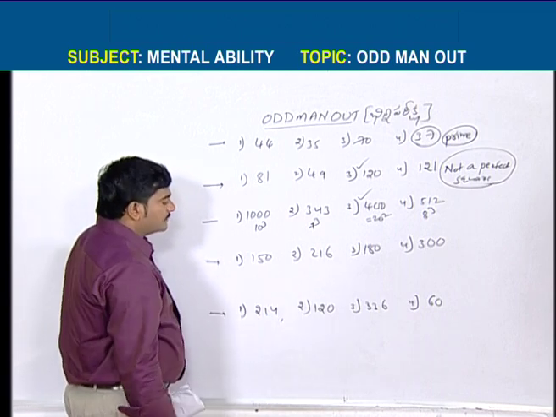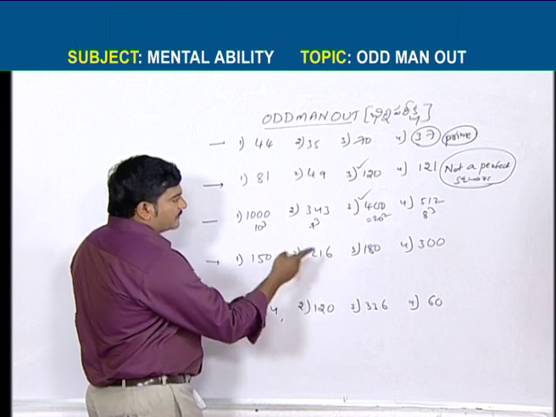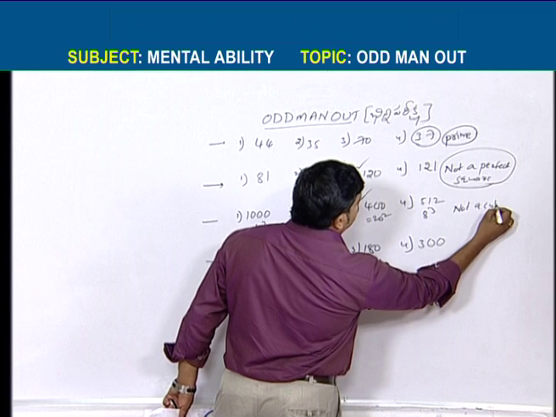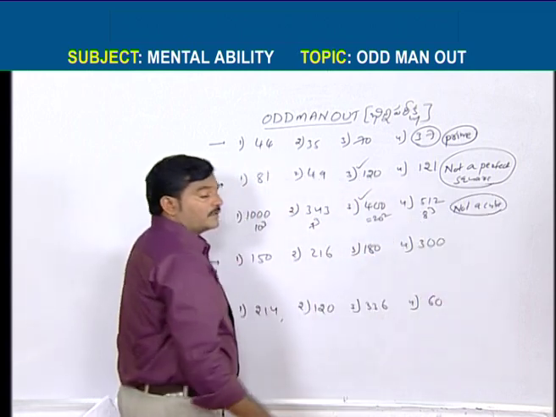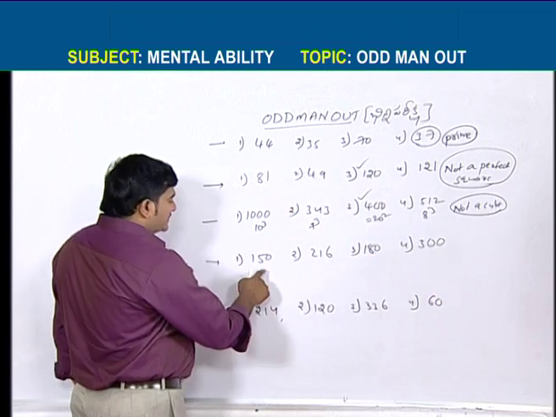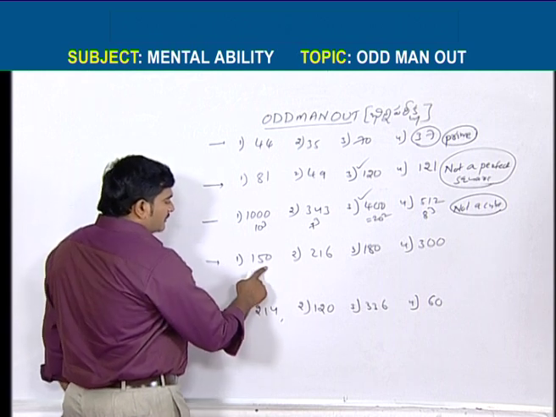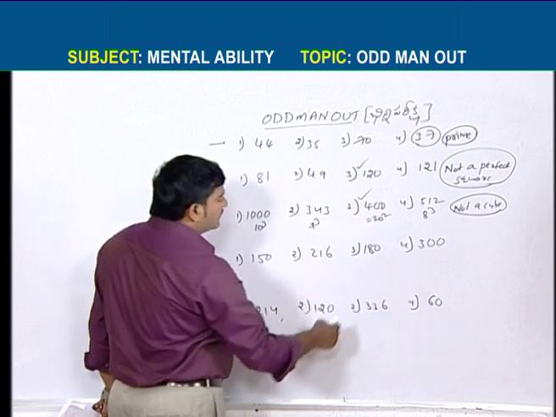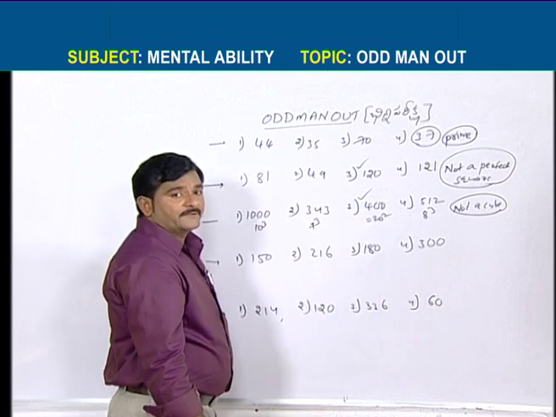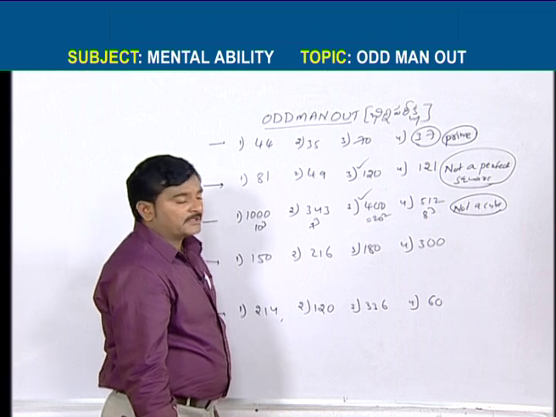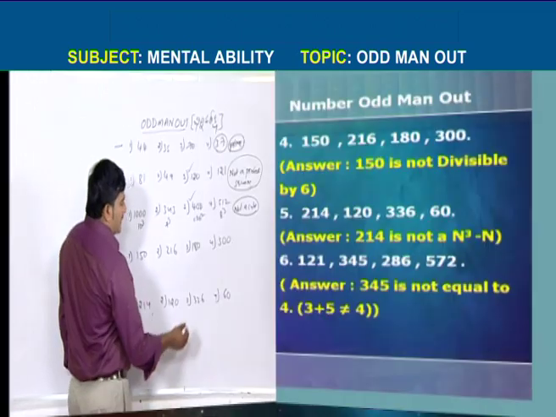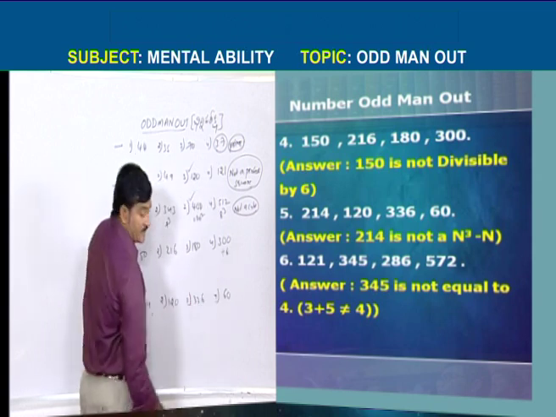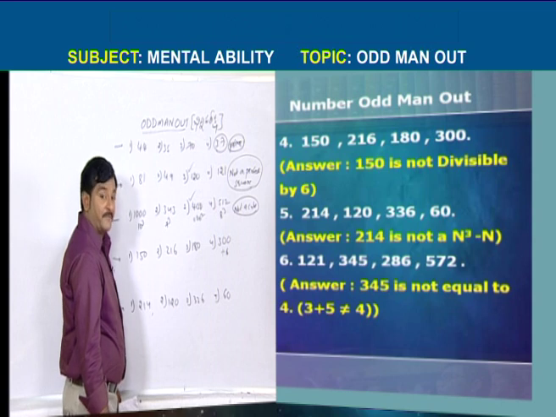Now observe the fourth question, 150. Here, if you want, you can write "not a cube" in general as the logic. See here, the fourth question: 150, 216, 180, 300. What is the difference between all these? Can I say 300 is divisible by 6? Yes, 6 fifties are 300.